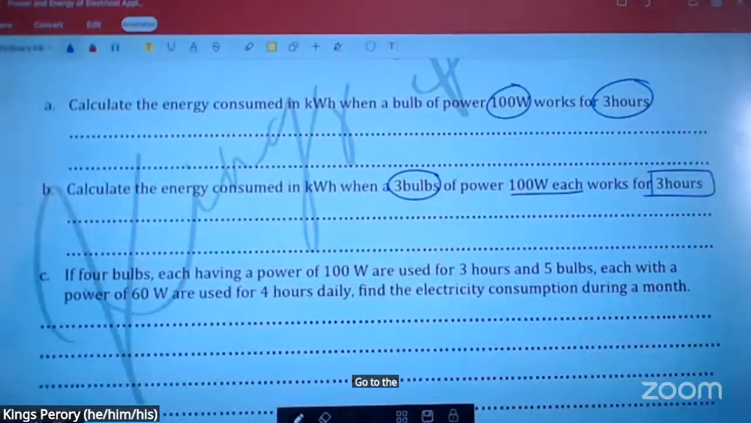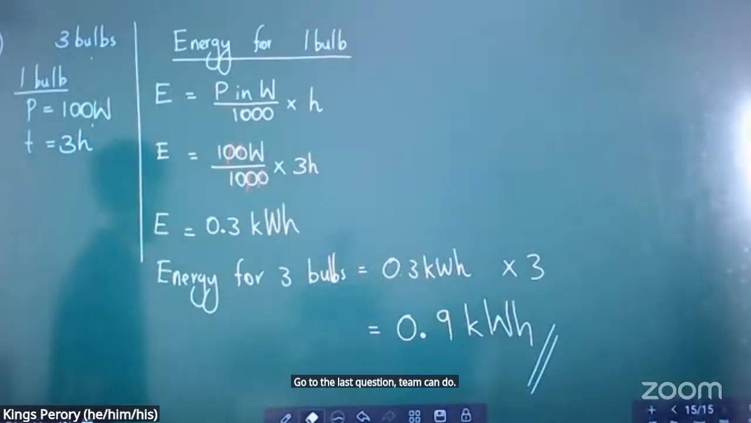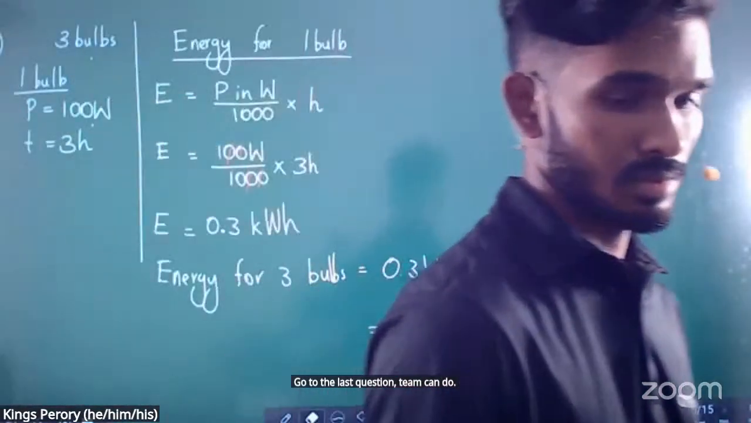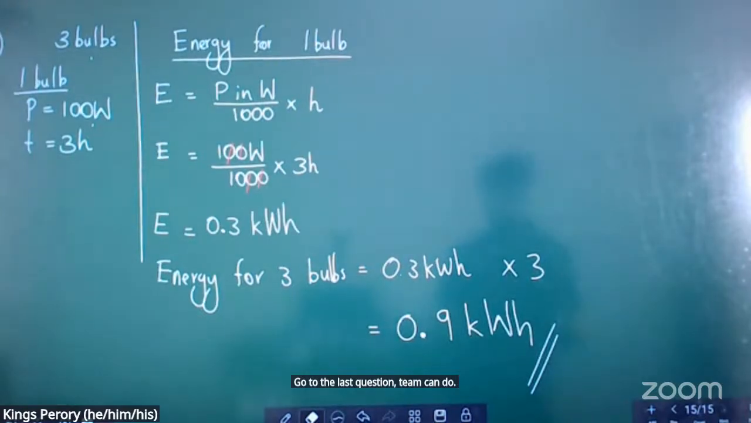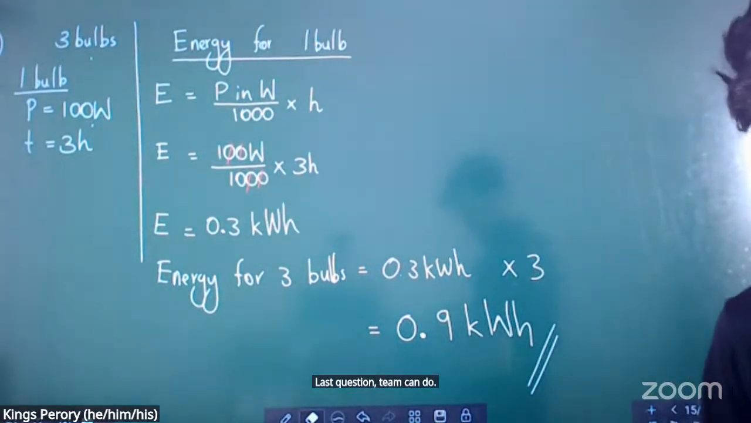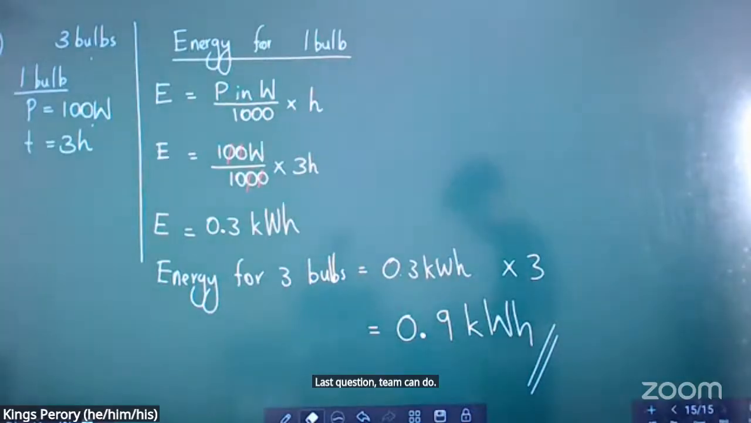Go to the last question. Think and do. Last question. Think and do. 72 kilowatt-hour.